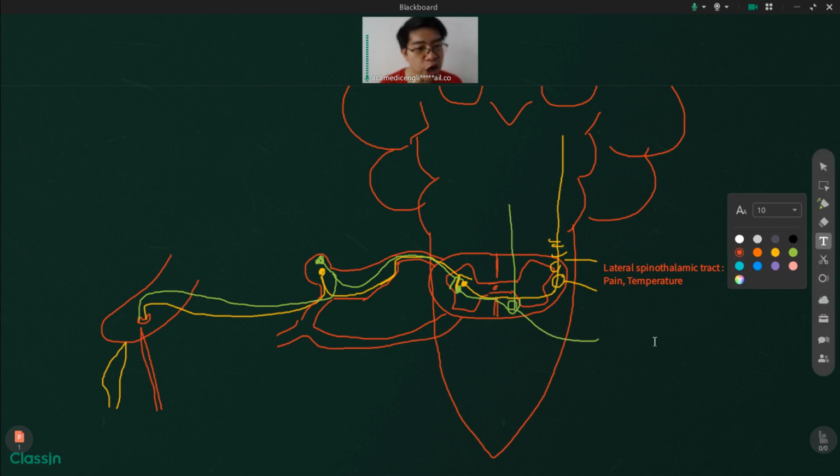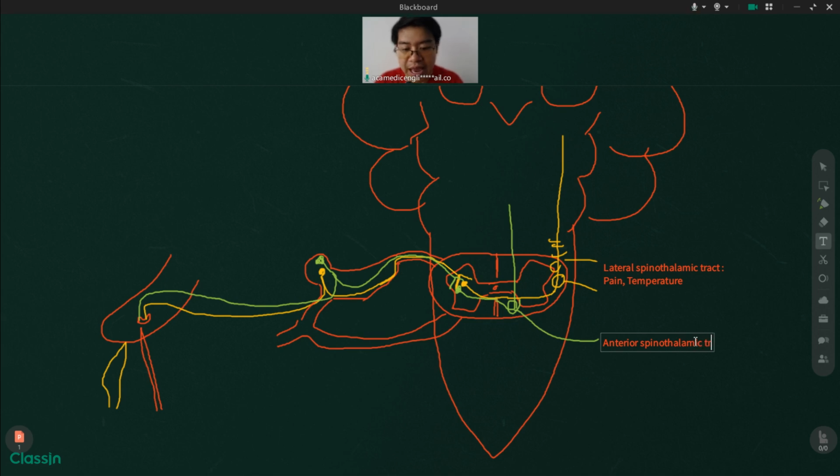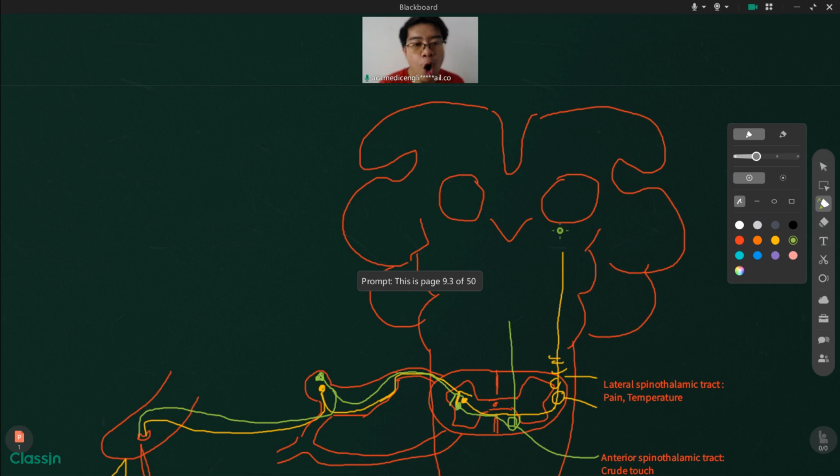And this tract is not called the lateral spinothalamic tract, but the anterior spinothalamic tract. Okay, anterior spinothalamic tract. And this one is for crude touch. So you have two tracts that are going to lead it all the way to the thalamus: the lateral spinothalamic tract and the anterior spinothalamic tract.